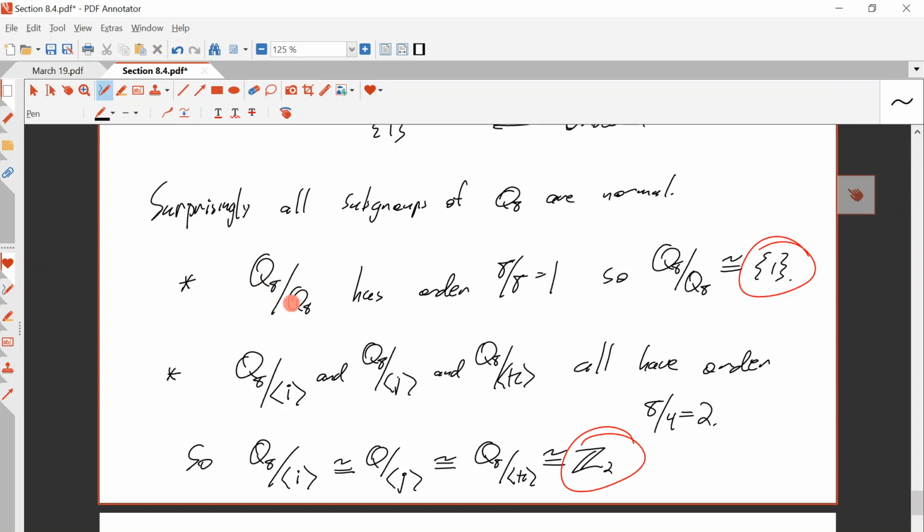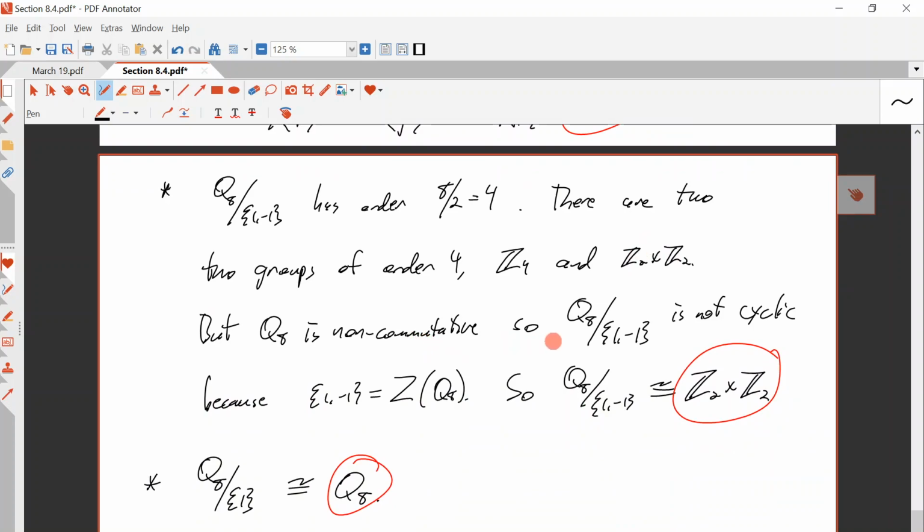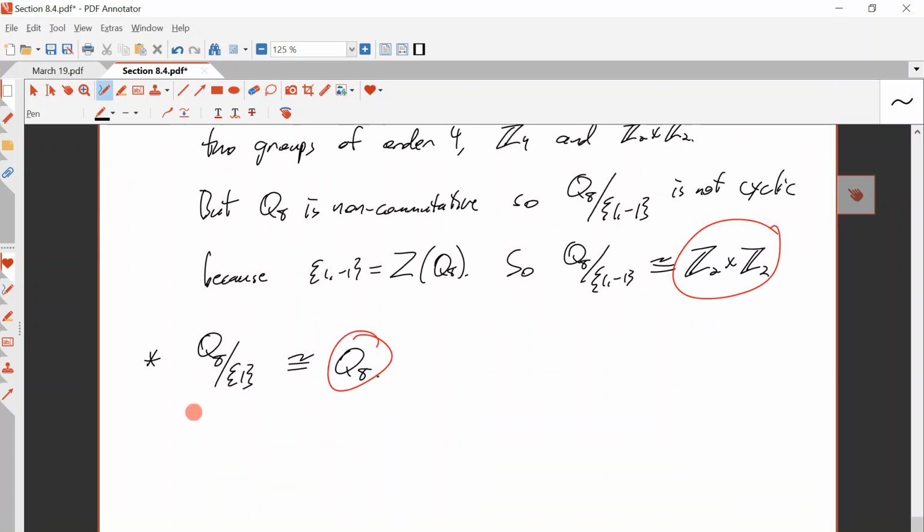What are their quotients? Q8 mod Q8 is the group of order 1. Q8 mod a cyclic subgroup of order 4 has order 8 over 4, which is 2, so it's always isomorphic to Z2. Q8 mod the center, the subgroup of order 2, has order 8 over 2, which is 4. There are two groups of order 4, Z4 and Z2 cross Z2. But Q8 is non-commutative, so Q8 mod the center is not cyclic. So it's Z2 cross Z2 rather than Z4. And then Q8 mod the identity subgroup is just Q8.